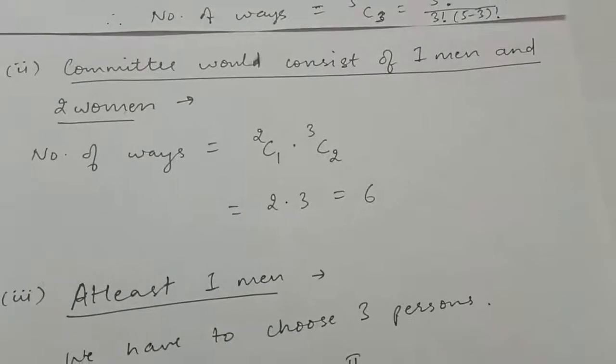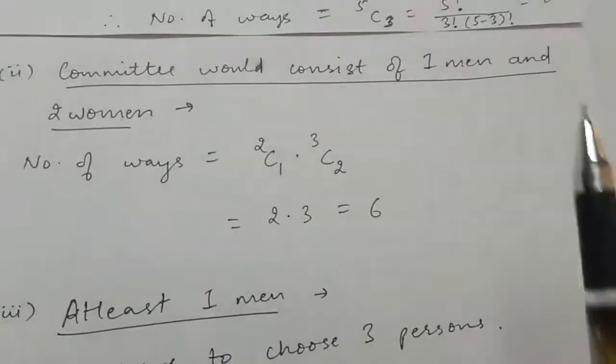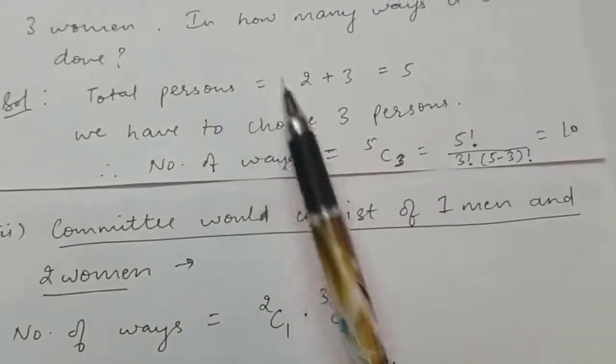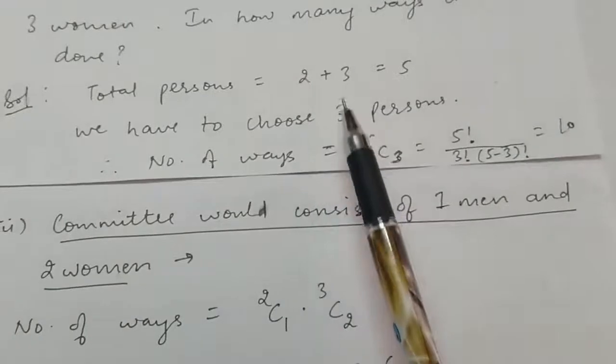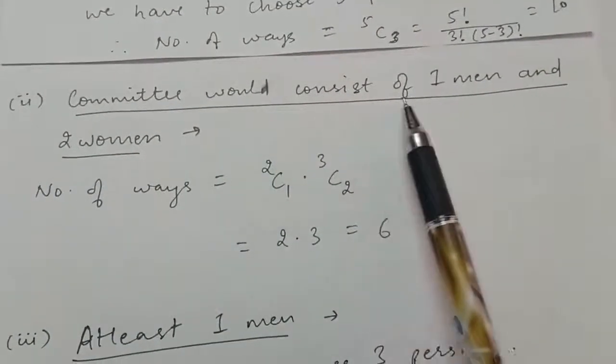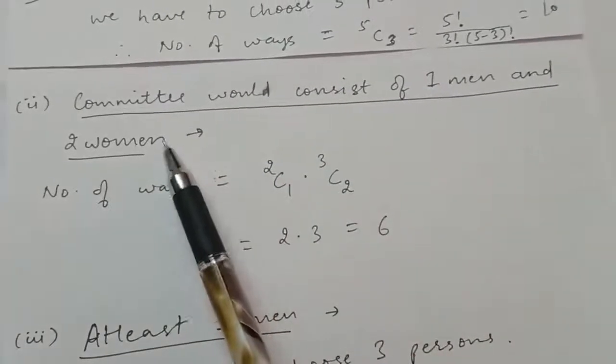Now see, the second case: if they ask the committee would consist of 1 man and 2 women. Now in the previous case they had just asked to form the committee of 3 persons, right? But now they have told us that the committee consists of 1 man and 2 women.